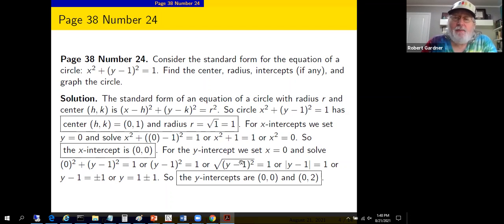For the y-intercept, we'll set x equal to 0 in the original equation. Put a 0 here, producing 0 squared plus (y minus 1) quantity squared equals 1.